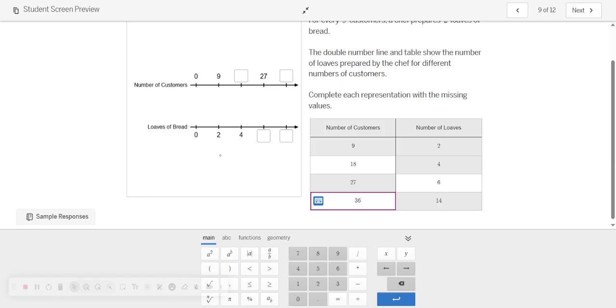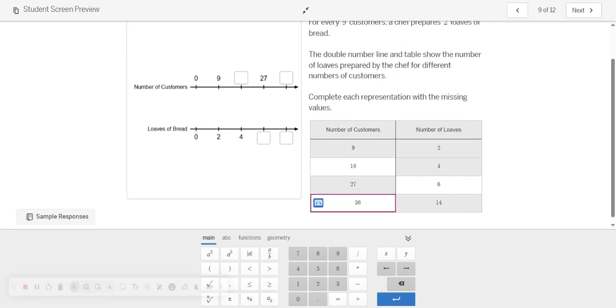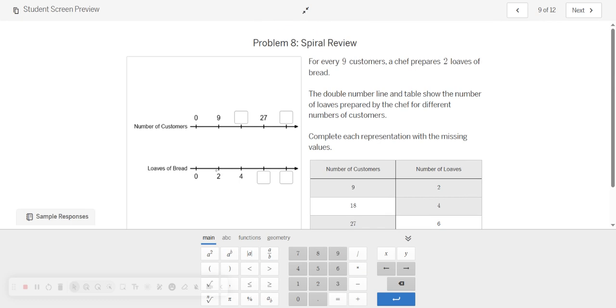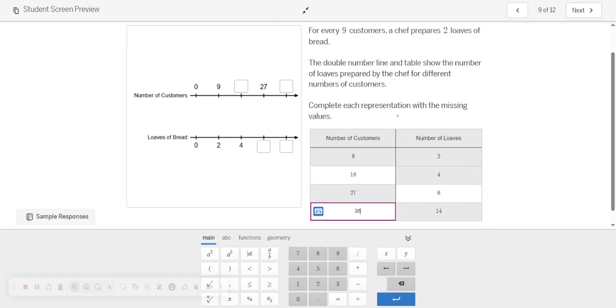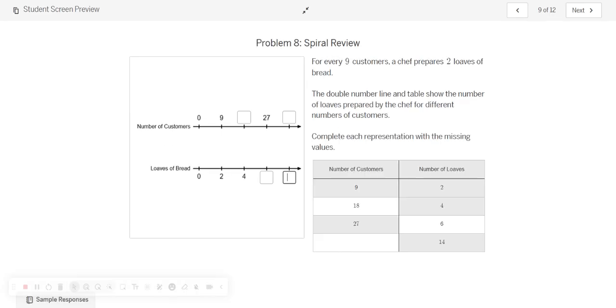Can I write on this part? Nope, I can't write on this part. Let's do this. I need the ability to write. So number of customers. If 9 customers is 2, there's 4.5 loaves of bread. Or sorry, 4.5 customers per loaf of bread. And so when I get to 14, I'm going to multiply that by 4.5. I don't get 36. Backspace, backspace. I thought it would be this next spot, but it's not.